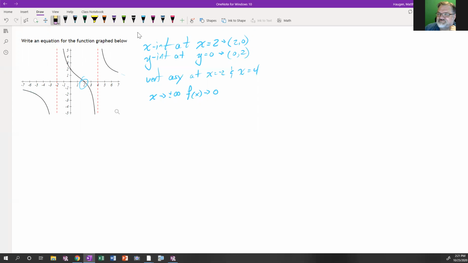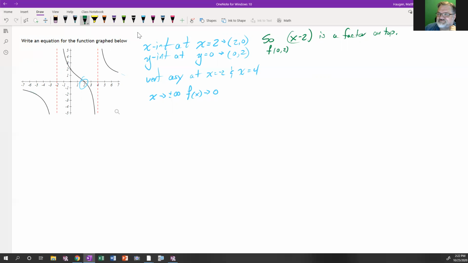So what does that mean we know? We know x-intercepts are caused by zeros of the numerator. So that means x minus 2 is a factor, I'm going to say on top. And it can't be a factor in the denominator, or it wouldn't be an x-intercept. We have a y-intercept at 0, 2. Okay, that means whatever our function is, when evaluated at 0, we had better get 2.